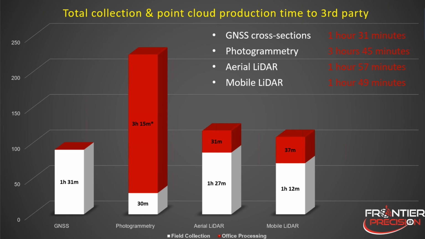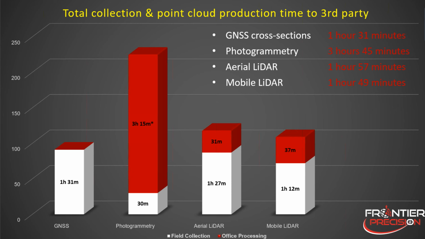All right, so total collection and production time. This is a graph just putting it all in one spot. Field collection is the white blocks, the office processing is the red blocks, and this is basically just to produce a point cloud and get it off to a third-party software. GPS, 1.5 hours. Photogrammetry is 3 hours and 45 minutes. Again, keep in mind the computer side of this, where some computers will be faster than others and you don't have to be pushing buttons that whole time.